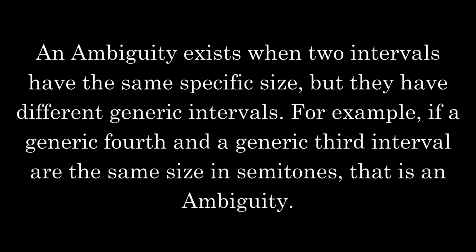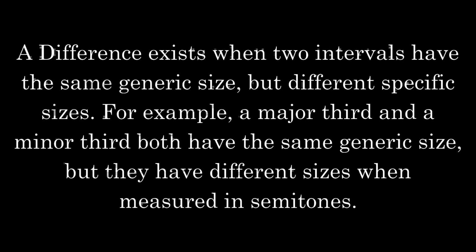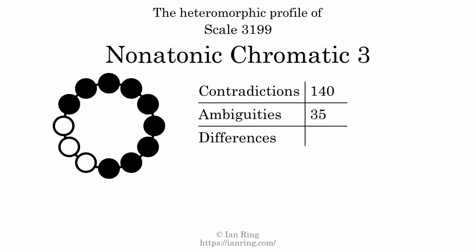An ambiguity exists when 2 intervals have the same specific size, but they have different generic intervals. For example, if a generic fourth and a generic third interval are the same size in semitones, that is an ambiguity. The number of ambiguities in this scale is 35. A difference exists when 2 intervals have the same generic size, but different specific sizes. For example, a major third and a minor third both have the same generic size, but they have different sizes when measured in semitones. The number of differences in this scale is 120.